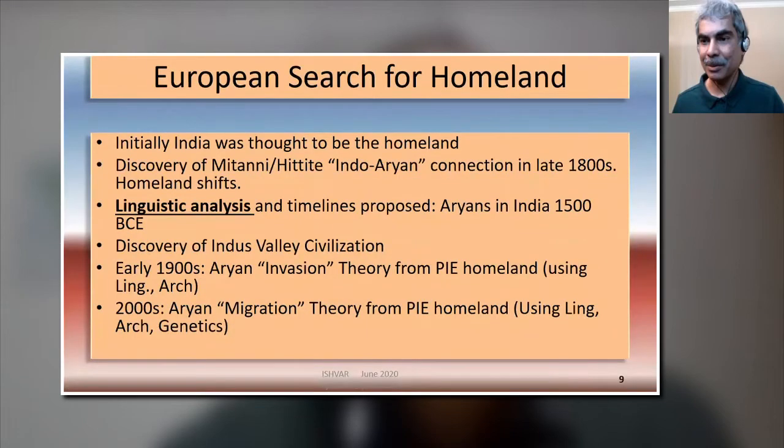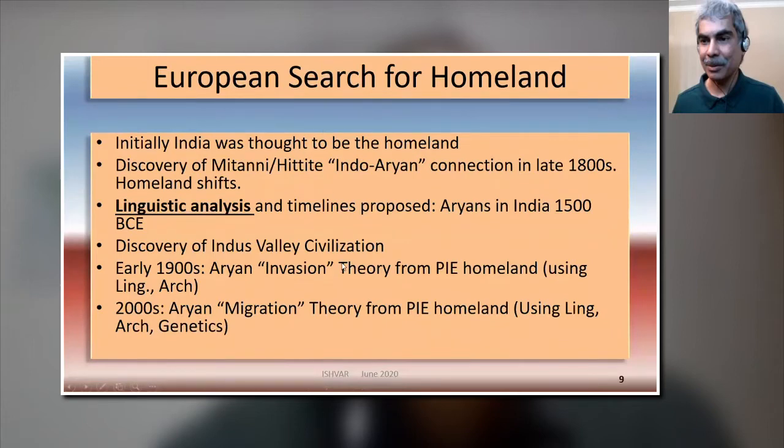Okay. So we find that after the Indian War of Independence, the power dynamics changed and Indians had to be looked down upon. So these two things, the discovery of the Mitannis and Hittites and the Indian War of Independence, changed the entire power dynamics. Linguistic analysis was used by the scholars of that period, and certain timelines were proposed. And they said that the fact that the languages are related implies an ancestral language called a Proto-Indo-European language, and Aryans had to be in India in 1500 BCE.